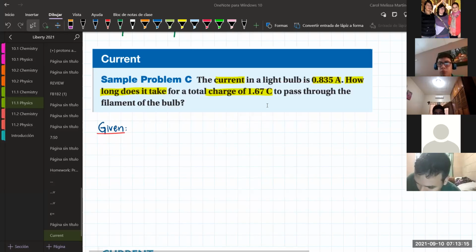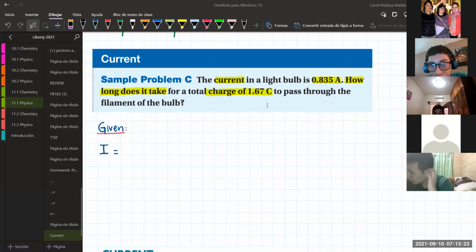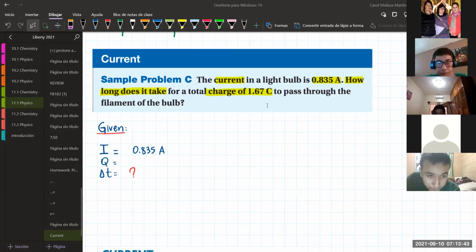I have the current. Current is denoted with the letter I, uppercase I, okay, is 0.835 amperes. I need to find the time. Delta T is unknown, and they're giving me the charge, which is 1.67 coulombs.